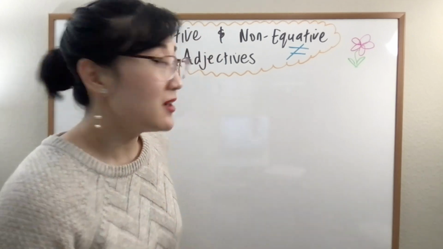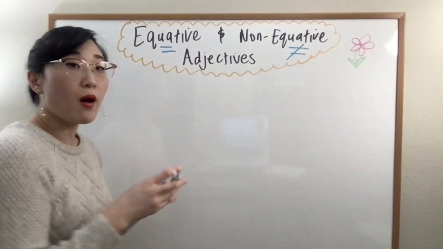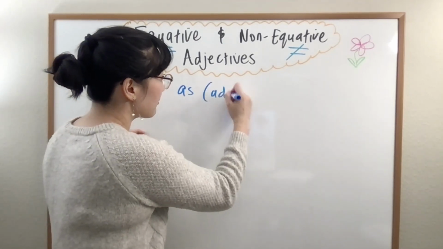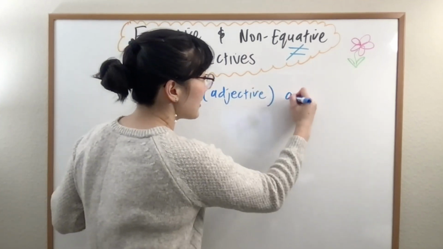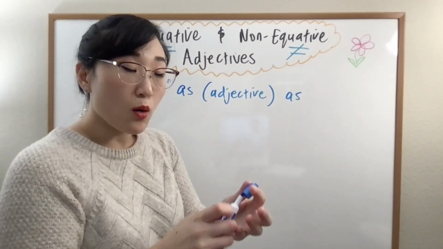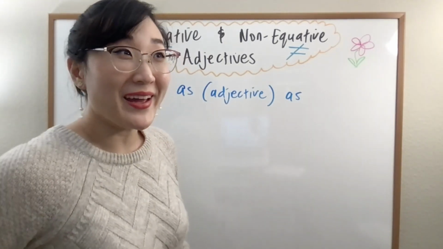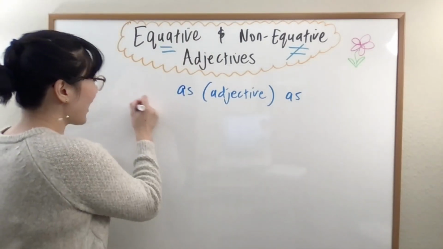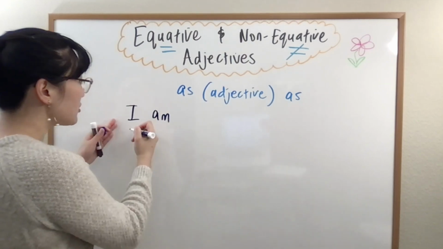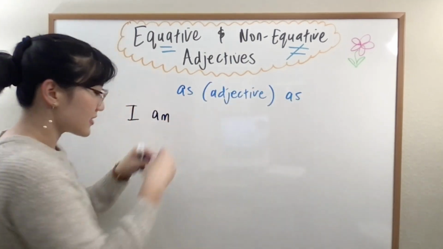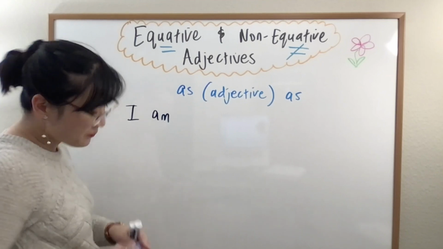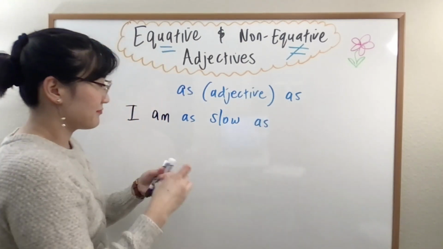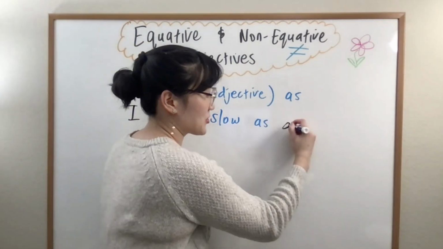Okay, here we go. So, for equative adjectives, we often use this. We say as plus the adjective and then as. Okay, so for example, when I try to run, I always tell my boyfriend, oh, I am. So I need my subject and my verb. Then I copy this, the exact same thing. So I am as slow as a turtle. It's true.